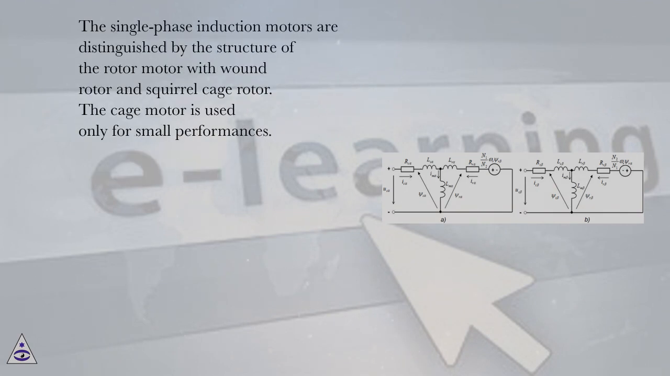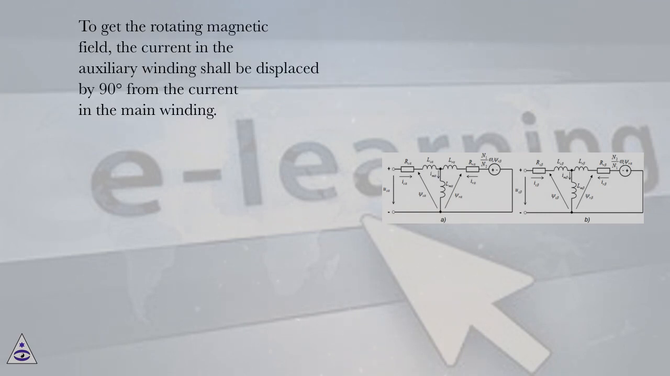The single-phase induction motors are distinguished by the structure of the rotor, with wound rotor and squirrel cage rotor. The cage motor is used only for small performances. To get the rotating magnetic field, the current in the auxiliary winding shall be displaced by 90 degrees from the current in the main winding.